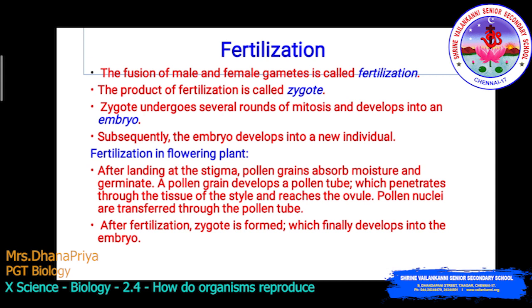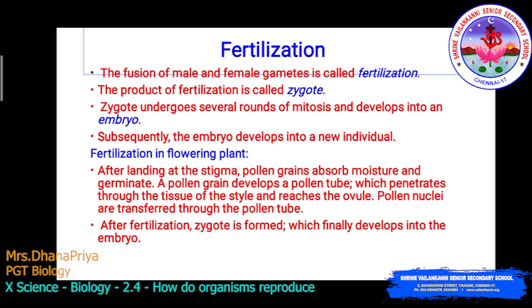Fertilization. The fusion of male and female gametes is called fertilization. The product of fertilization is called zygote. Here the zygote undergoes several rounds of mitosis and develops into an embryo. Here the zygote stage refers to a seed. Subsequently, the embryo develops into a new individual.